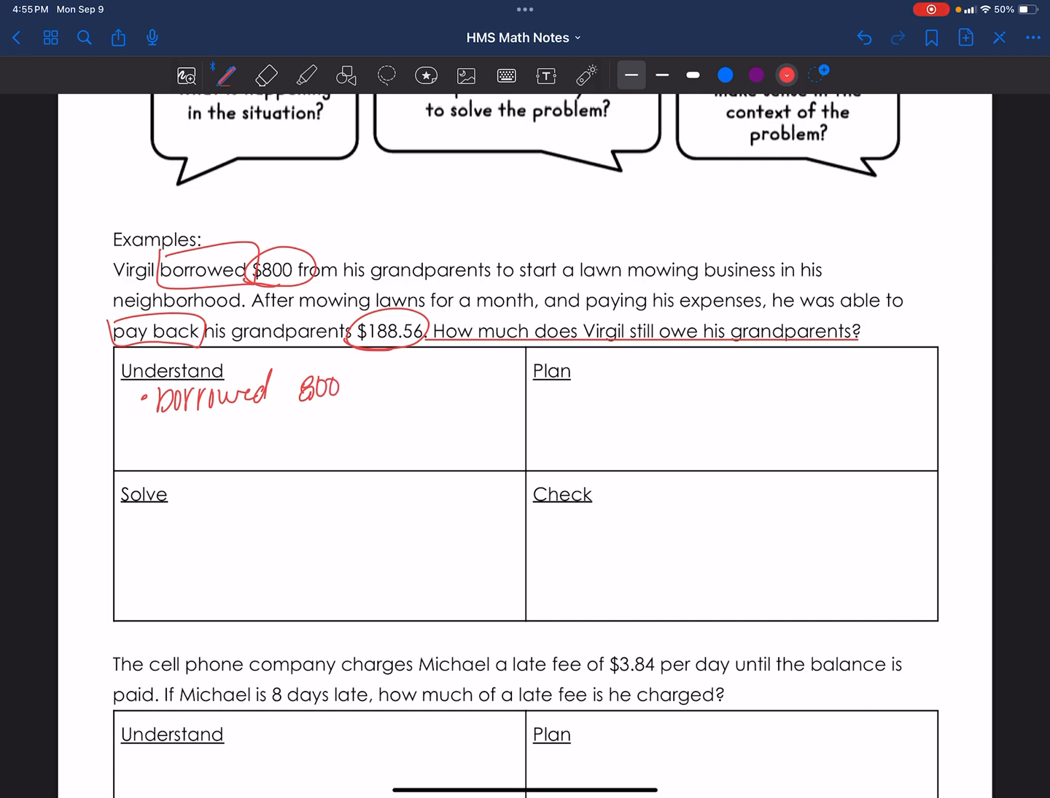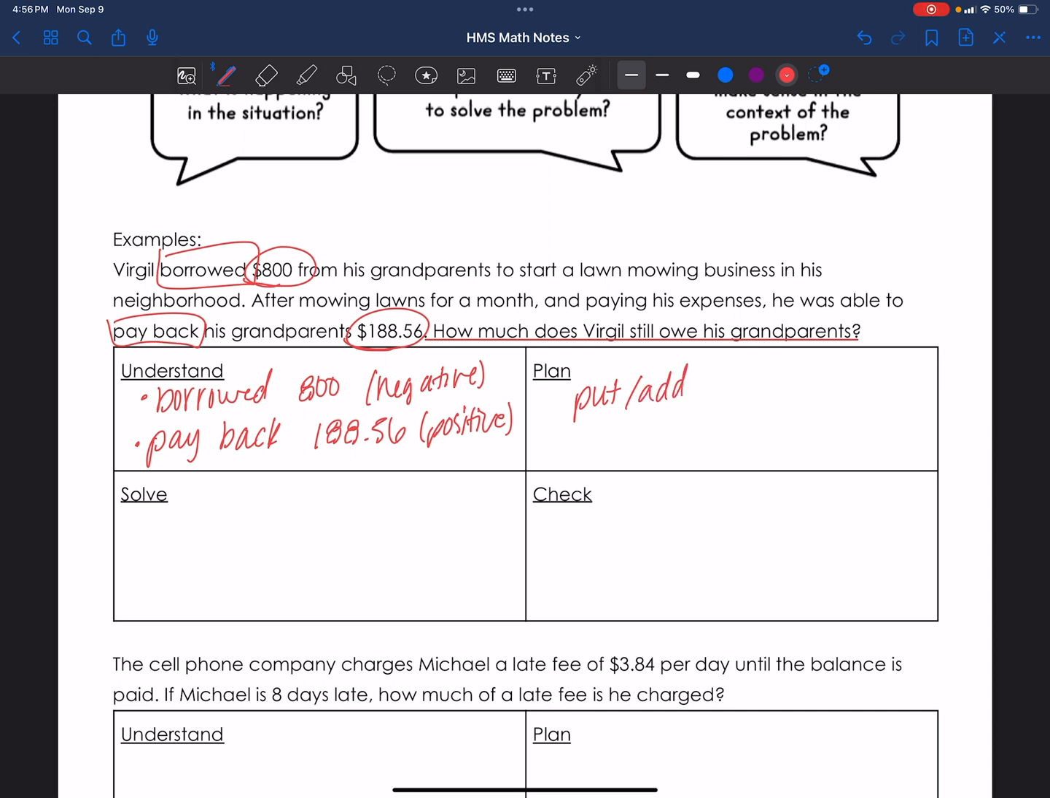And clearly when we borrow money, we owe that, right? So that's like negative. And then he's paying back almost $200, $188.56. We know that's positive because he's paying that back. And it's always positive when we get money back from someone that we let borrow money from, right? So the plan is we're going to add these two together.